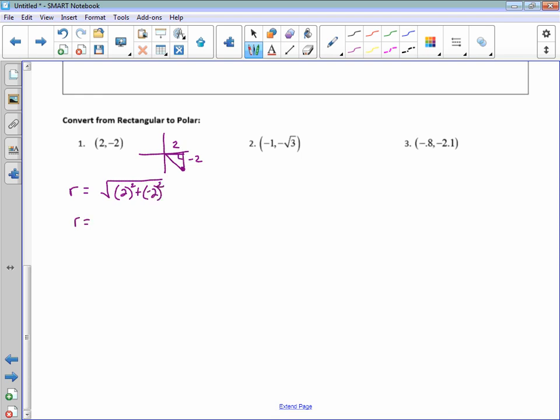We simplify it, what do we get? 2 root 2, yes. Because it's root 8, which is 2 root 2, yes, okay. So the R, that is not hard to find, right? The theta. Okay, we know an x and a y. What could you use to find an angle? Tangent, yes.